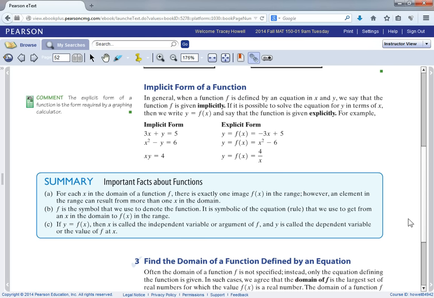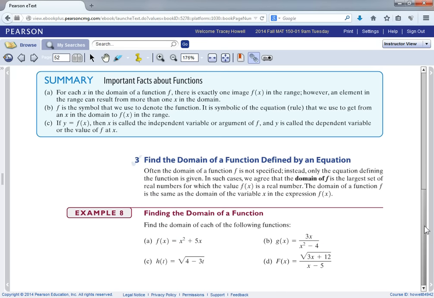F is the symbol that we use to denote a function. It is the symbolic of the equation or the rule that we use to get an x in the domain to f of x in the range. If we use x and y, x is the independent variable, f of x or y is the dependent variable. Okay, cool. All right, we got all that.